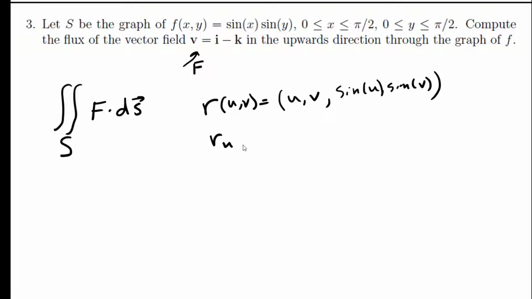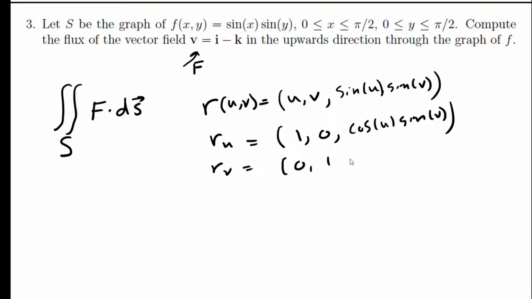So I can compute r_u, which is 1, 0, derivative of sine is cosine, sine v. And r_v is going to be 0, 1, sine u cosine v.